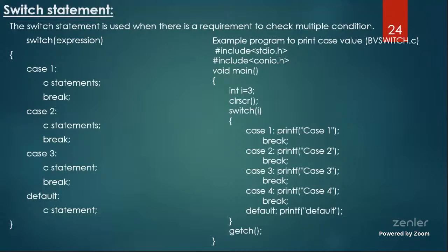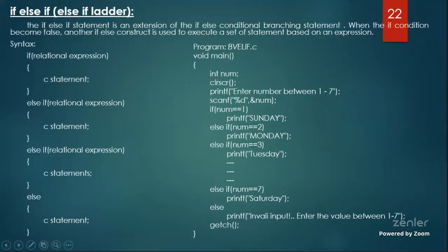In the last program, I was checking a number. I take one number and check whether it is equal to 1, 2, 3, 4, and so on. If that respective number comes, then you print the particular day. If it is 1, Sunday; if it is 2, Monday; if it is 3, Tuesday, like that.